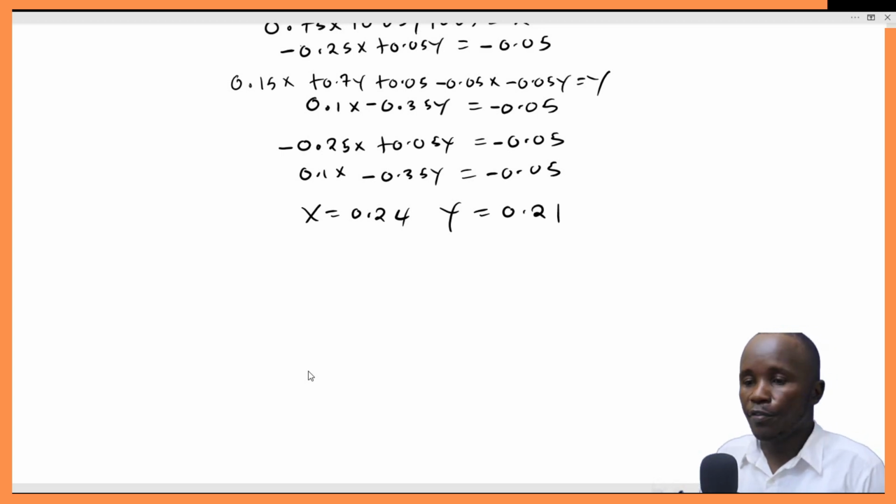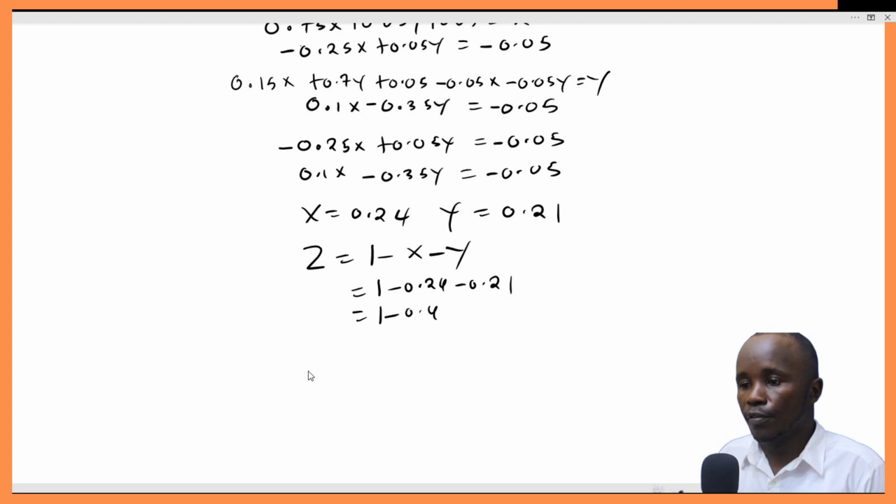Therefore, you can be able to get z. We said z is 1 minus x minus y, which is 1 minus 0.24 minus 0.21. This is 1 minus 0.45. Is that okay? 0.45. This gives me 0.55.